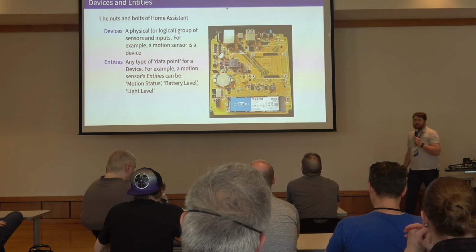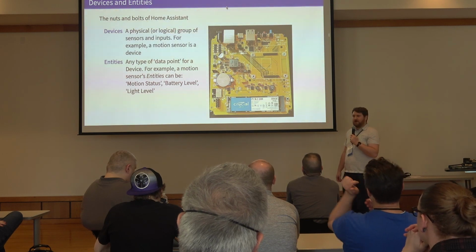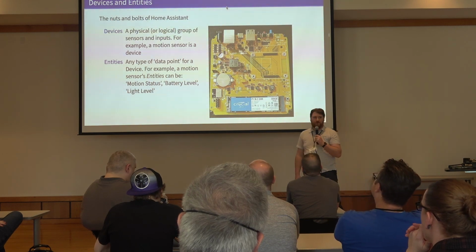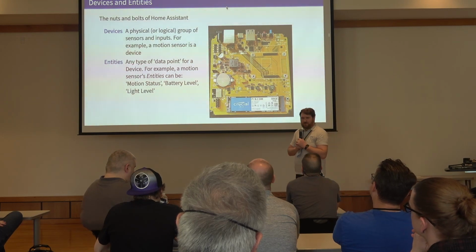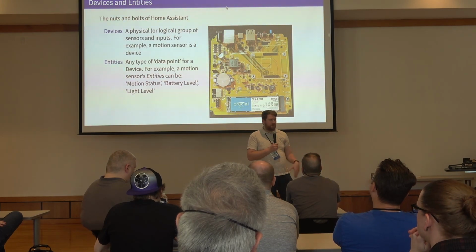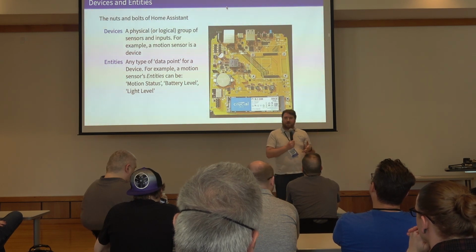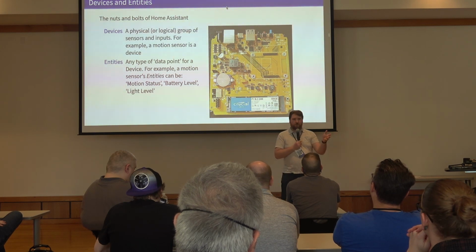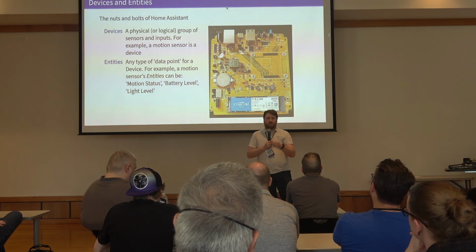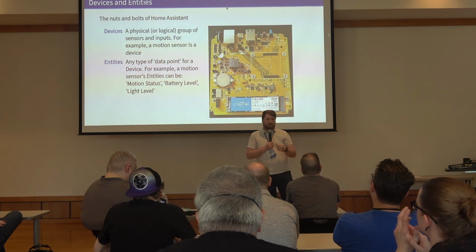Devices and entities sounds really nebulous and complicated, but really, at the end of the day, within Home Assistant, you have two different categories of things. You have devices, which would be like a cell phone, or a motion sensor, or a light sensor. And the entities would be the things that the device has. So your motion sensor would have an entity that's motion status, light status, battery level, things like that.